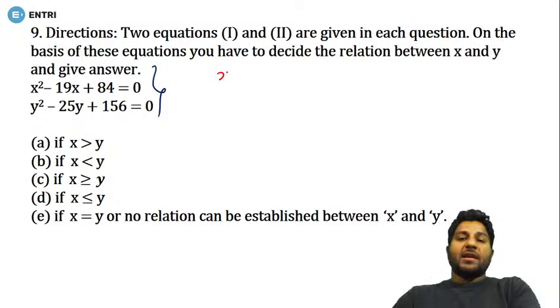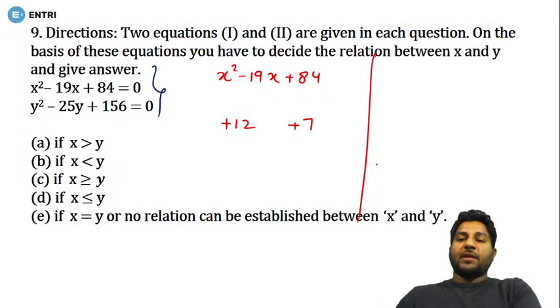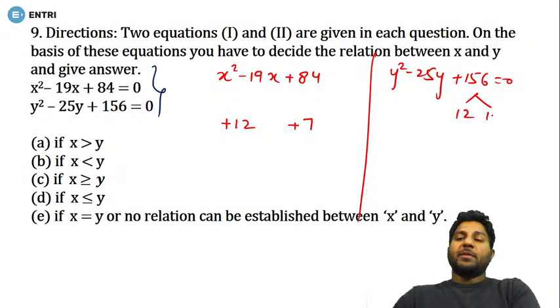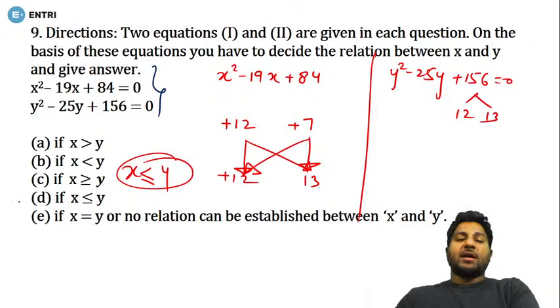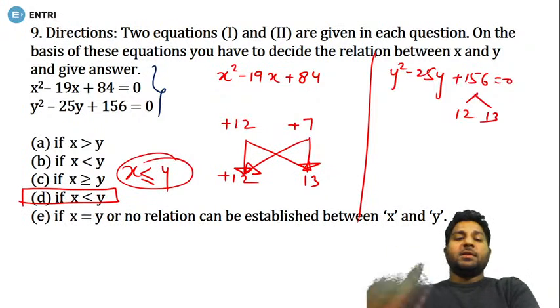Look at this. x square minus 19x plus 84 will give you the factors 12 and 7. Okay, Korean, very good. E. Okay, so let me check, because two aspirants have given me different answers. While y square minus 25y plus 156 is equal to 0, that means the factors will be 12 and 13. So 12 and 13. x is smaller, but equal as well. So answer D will be the correct one.